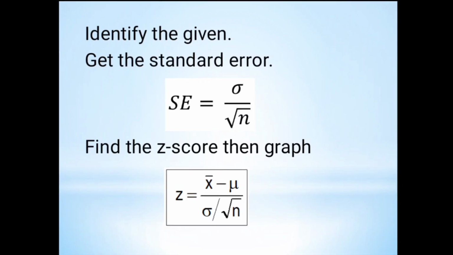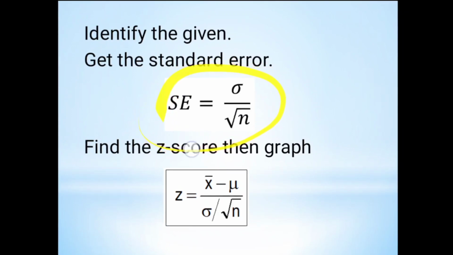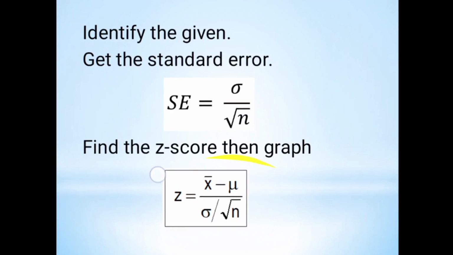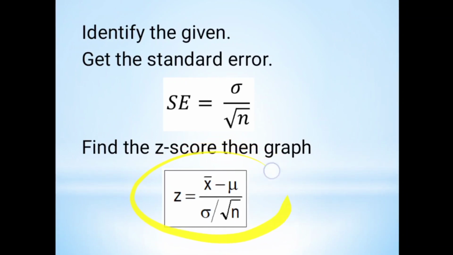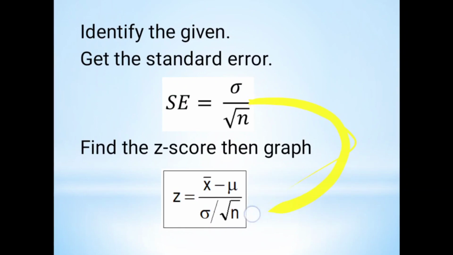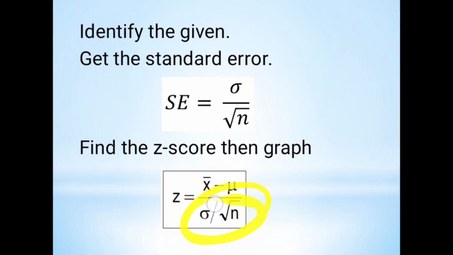Second, you have to get the standard error using this formula. Standard error is equal to the population standard deviation divided by the square root of n, wherein n is the sample size. Then find the z-score, then graph. And to find the z-score, we will have this formula. Z is equal to sample mean minus population mean divided by the standard error. Okay, this is the standard error. So the value that we obtained here will be substituted here, on the denominator, on finding the z-score.